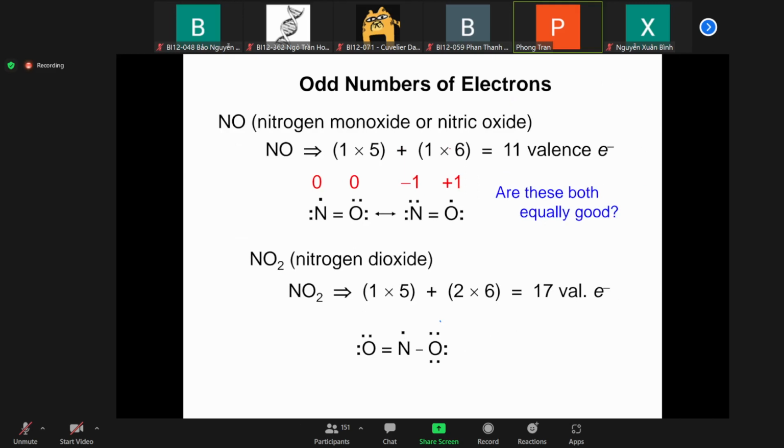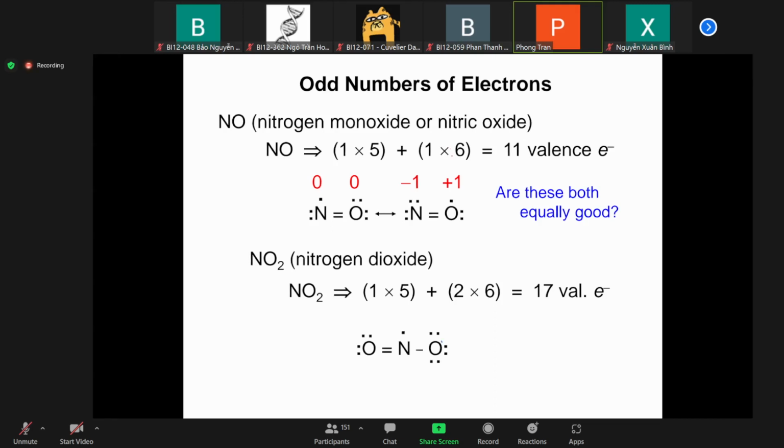So for the case of NO, you have 1 nitrogen with 5 electrons and 1 oxygen with 6 electrons. So you have 11 valence electrons, an odd number. So of course, if nitrogen satisfies the octet rule, then oxygen cannot. If oxygen satisfies the octet rule, then nitrogen cannot. The same goes for the molecule NO2 that we just described: nitrogen has 5, oxygen has 6, so in total you have 17 electrons. So of course, the nitrogen will not satisfy the octet rule, as it has an odd number.